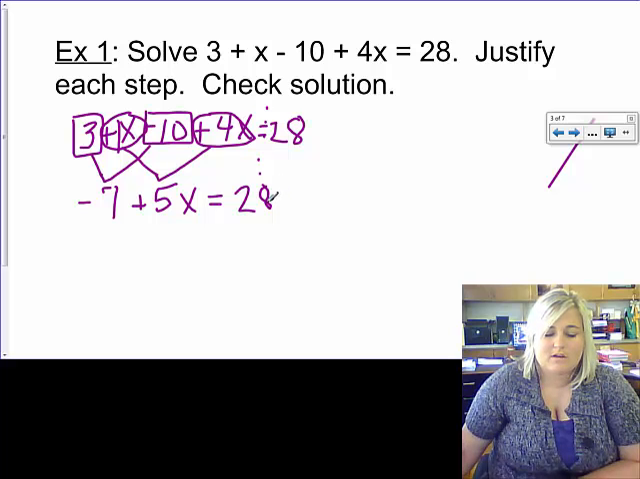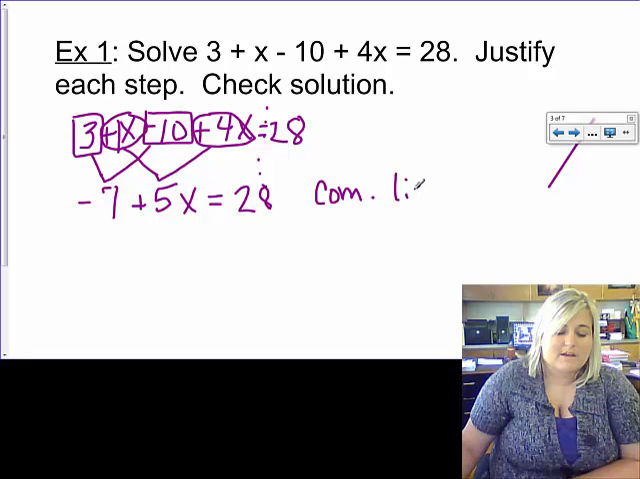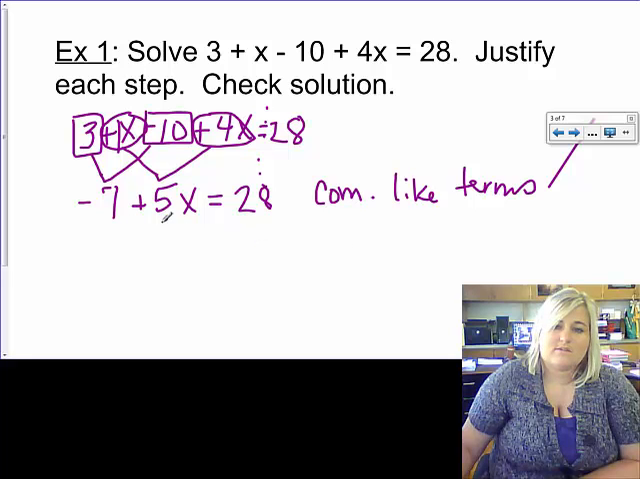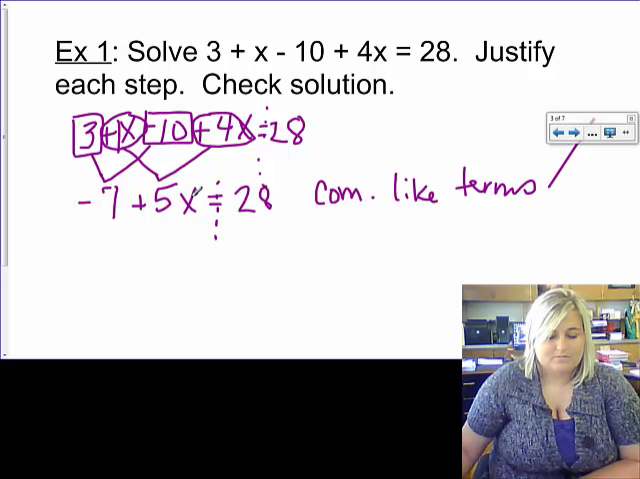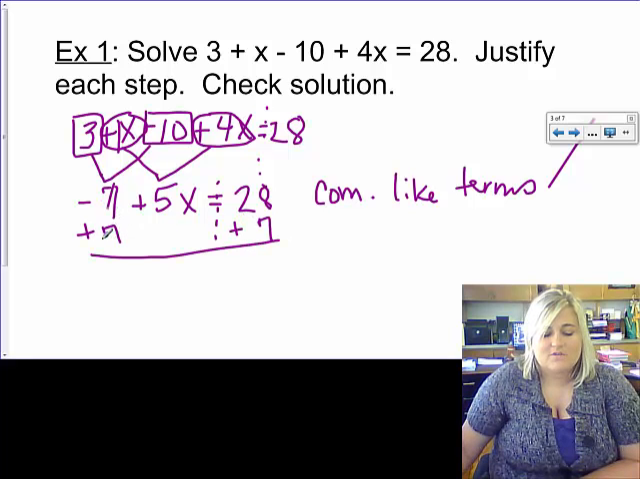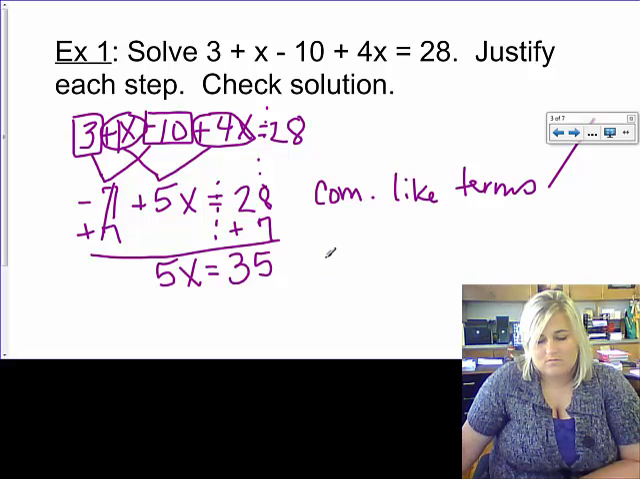Okay. Now what we need to do is justify what we've done. All that we've done at this point is combine like terms. Next step, we want to get x by itself, so we're only looking at the side that has x. That's this side over here. And the farthest thing away from x is this negative 7, so I'm going to add 7 to both sides. The 7s will cancel. I'm left with 5x equals 35. And my justification for this step is properties of equality.